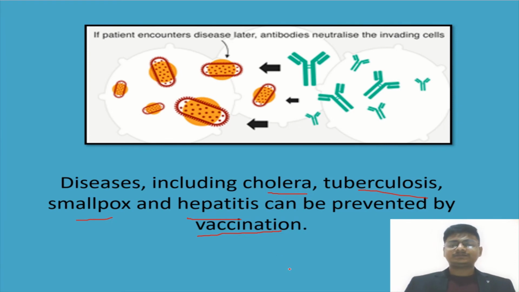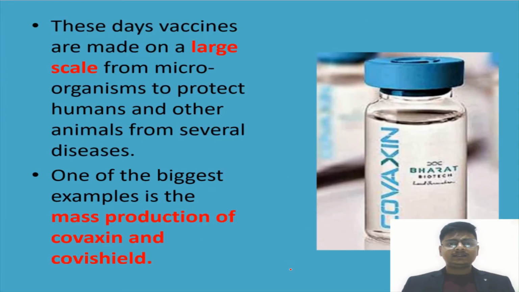Okay, students. Now, see, these days vaccines are made on a large scale because COVID-19 is increasing day by day. They are made from microorganisms to protect humans and other animals from several diseases. One of the biggest examples is the mass production of Covaxin and Covishield nowadays. Okay, students.